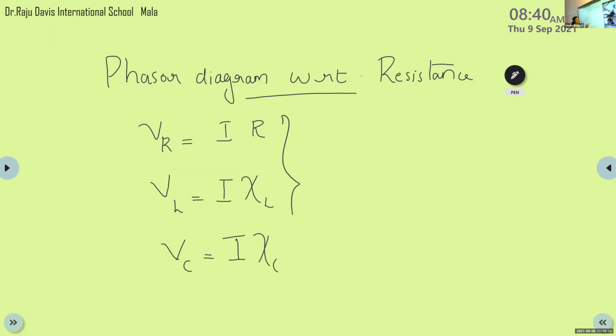So from all these three equations, it is very clear that the term I remains constant. The current through each component, that is inductor, capacitor, and resistor, remains constant. Only the value of resistance varies. In the case of the voltage developed across the resistor, it is IR. The value of resistance varies: it is R, XL, and XC respectively. So here we are going to draw a phasor diagram with respect to these three components, that is inductor, capacitor, and resistor.